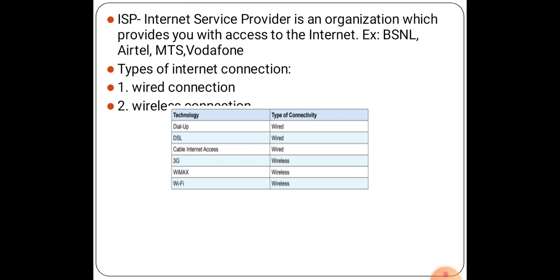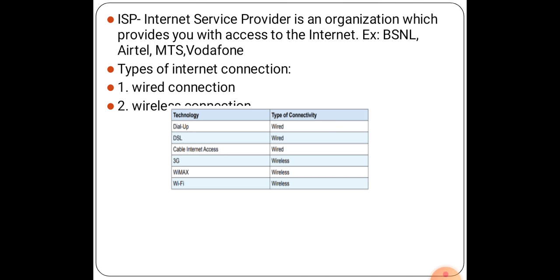Okay, so it is of two types. First one is wired communication and next one is wireless communication. Wired communication means it is connected with the use of wire, and wireless refers to when we are connecting without the use of wire. So the wired communication includes three different types: dial-up communication, DSL, and cable internet access.